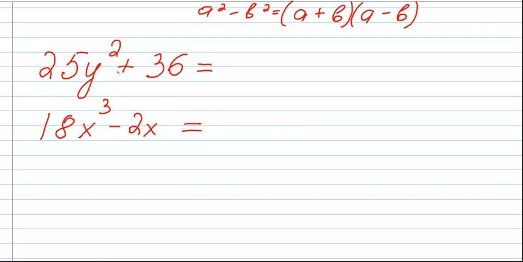We have a plus sign here, but the formula is only for the difference. That means that it's tempting to use the formula, but we cannot. We cannot use the formula, we cannot factor out this expression, and that's why the answer to this problem is prime. We cannot factor it anymore.